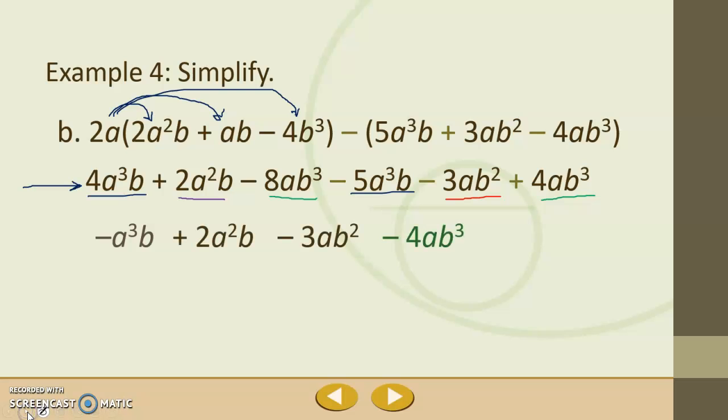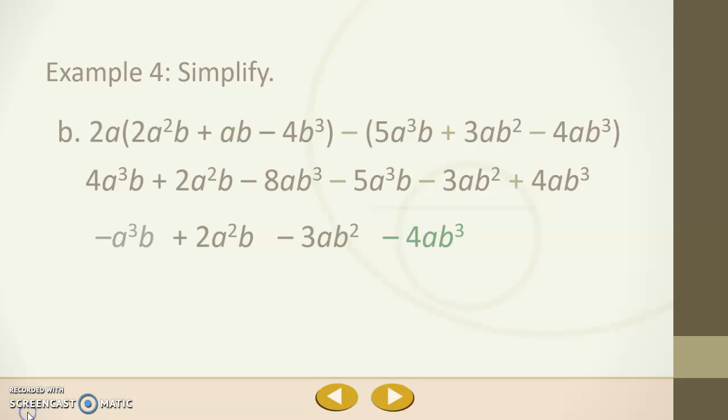When we combine all of those terms, we end up with negative a cubed b plus 2a squared b minus 3ab squared minus 4ab cubed.